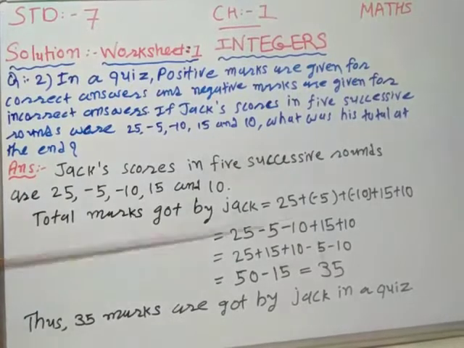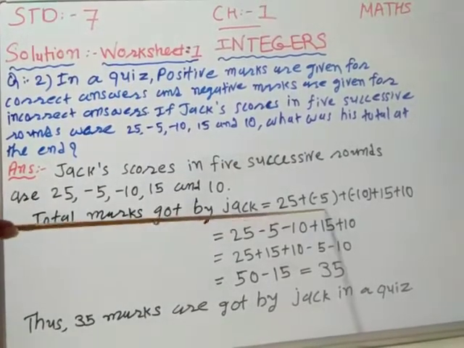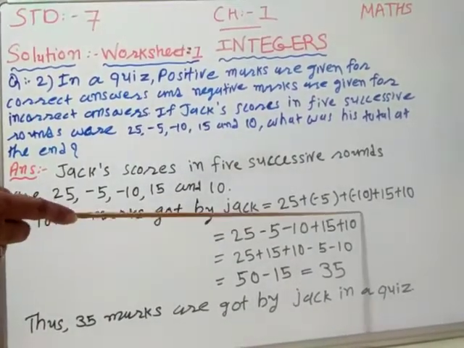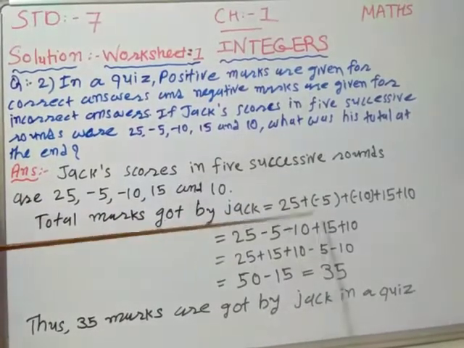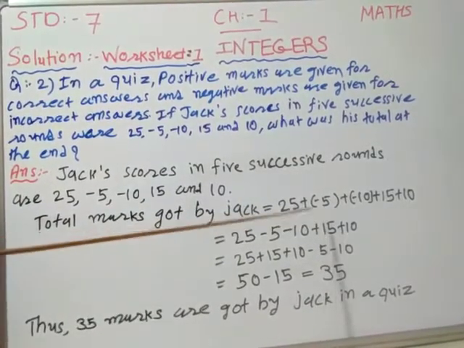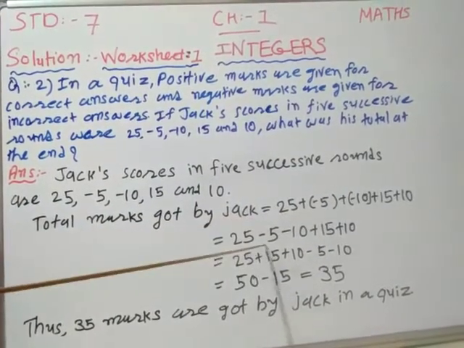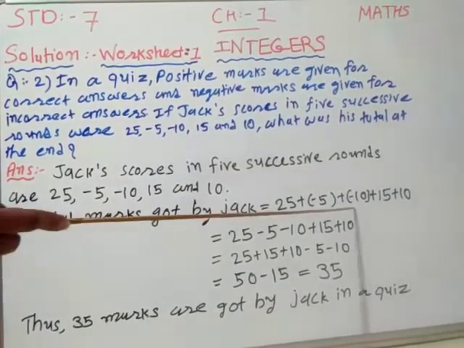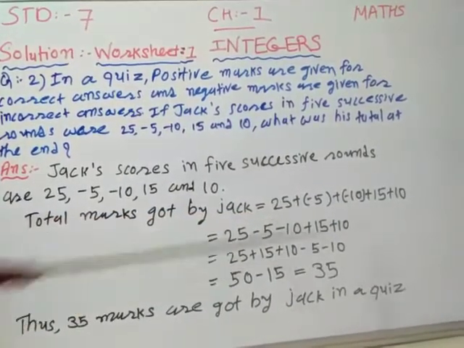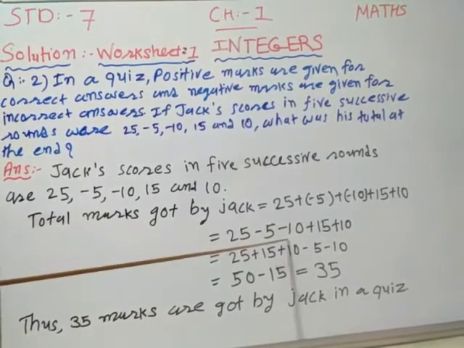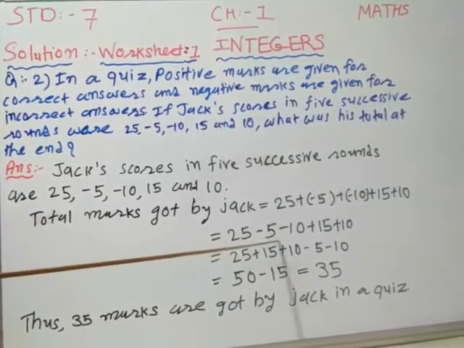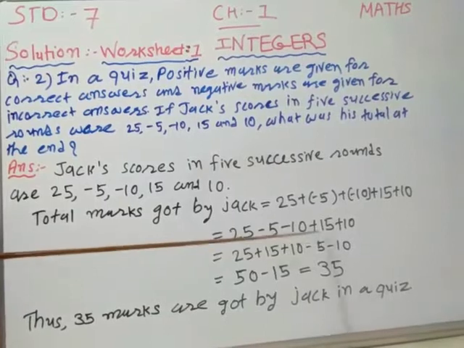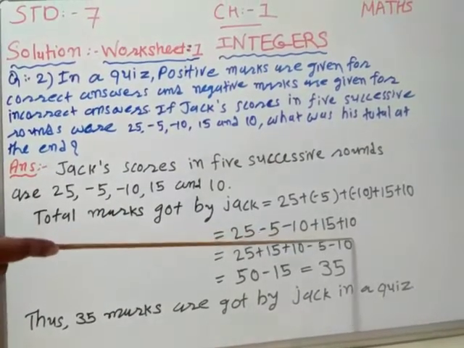Now just look here. Some of the numbers are negative. First of all, 25 plus minus 5. So plus minus is a minus. So here it's a minus. Again plus minus is a minus. So here it's again minus 10. So 25 minus 5 minus 10 plus 15 plus 10.